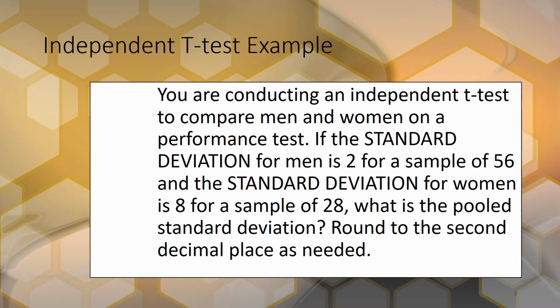It says you are conducting an independent t-test to compare men and women on a performance test. If the standard deviation for men is 2 for a sample of 56, and the standard deviation for women is 8 for a sample of 28, what is the pooled standard deviation? Round to the second decimal place as needed.